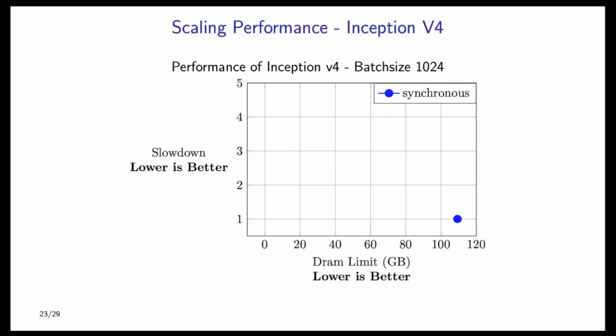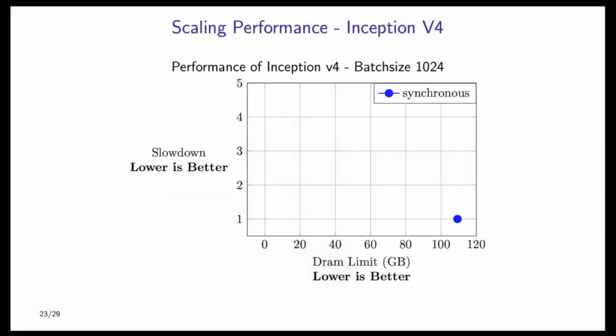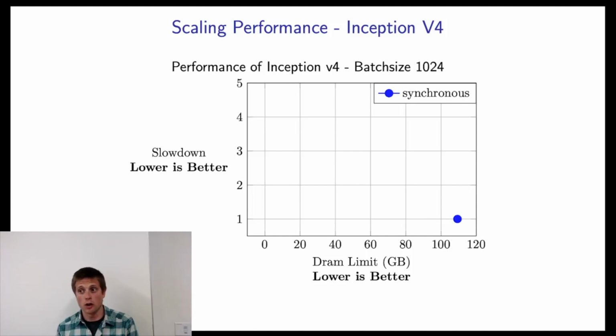So on this graph here, what we have on the y-axis is the slowdown compared to the case where no persistent memory is used. That is, all of our intermediate data is in DRAM. And this represents the fastest possible case that we can run this workload. On the x-axis, we have the DRAM limit provided to AutoTM. And this point on the far right indicates the operating point where all of the data fits in DRAM. So for the case of Inception v4, the maximum memory footprint of the application is 111 gigabytes, so that's the limit that we give to AutoTM.